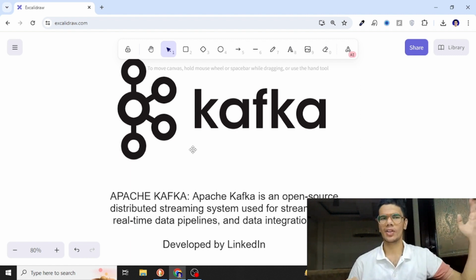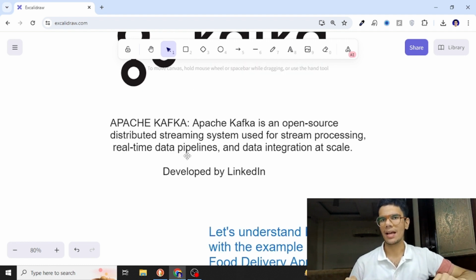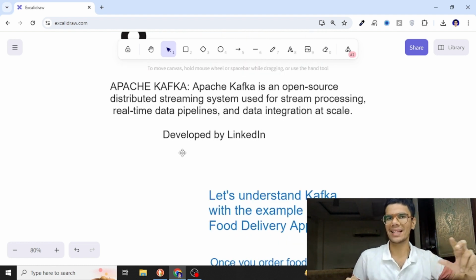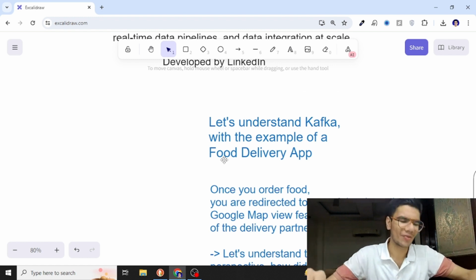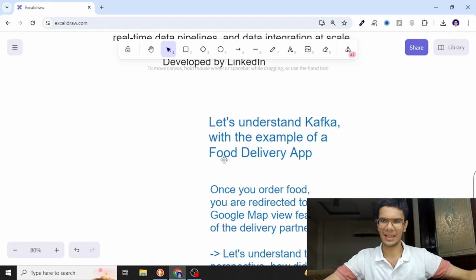What is Apache Kafka? Apache Kafka is an open source distributed streaming system used for stream processing, real-time data pipelines, and data integration at scale. And Apache Kafka was developed by LinkedIn. So let us understand Kafka with a food delivery application example.